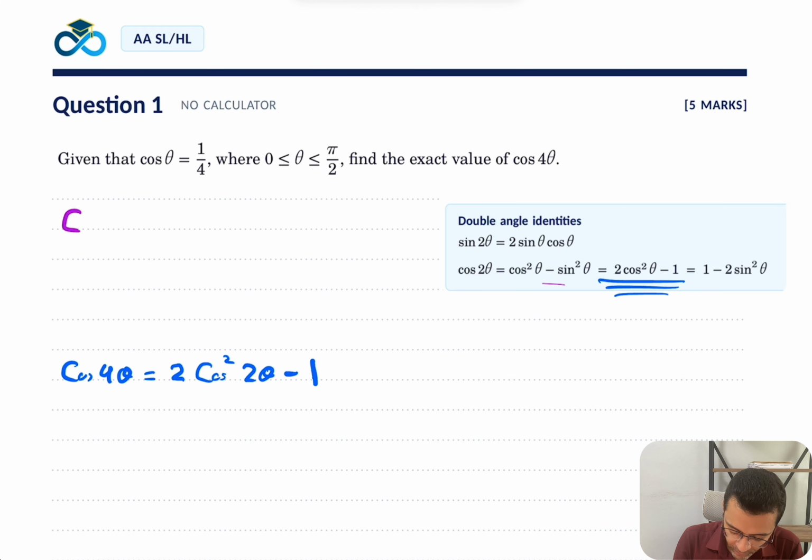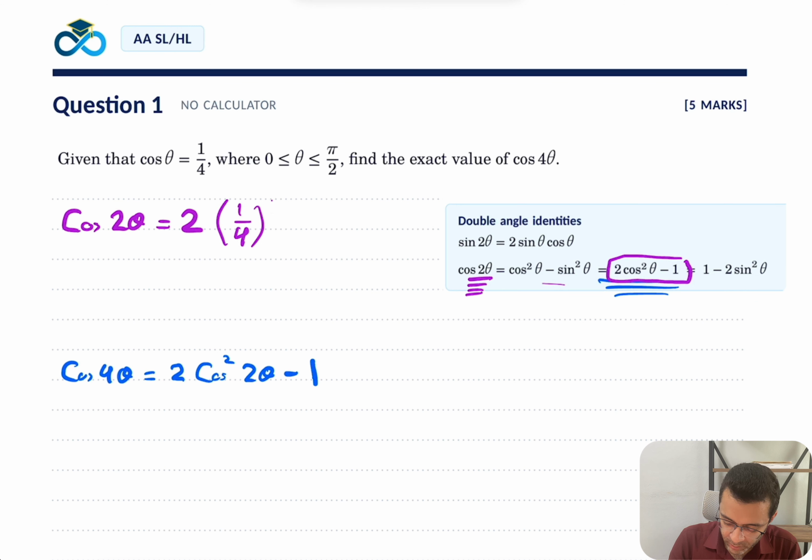So cosine 2 theta, because we have 2 theta, then I will use this one as it is literally because it's 2 theta. So it will be 2 times, as you see, times cosine squared theta. By the way, cosine theta is 1 out of 4. So if you replace it here, you have 1 out of 4 squared and then minus 1. So 1 out of 4 squared minus 1. If you calculate these simply, they will be negative 7 over 8.